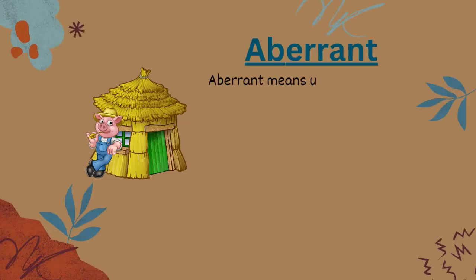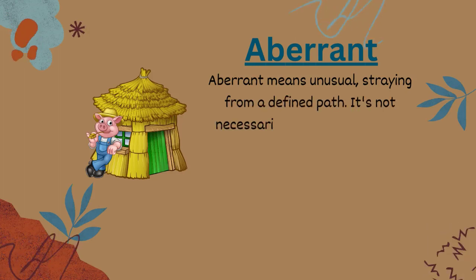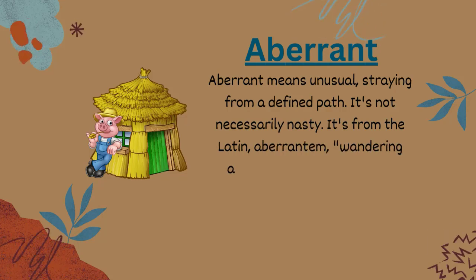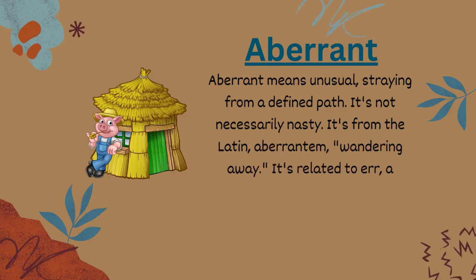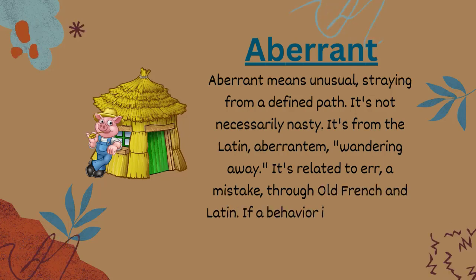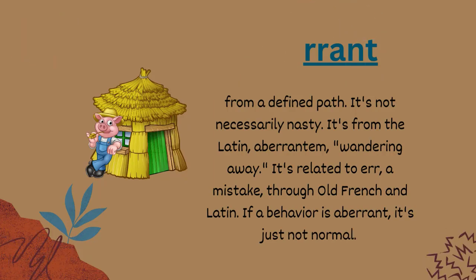Aberrant means unusual, straying from a defined path. It's not necessarily nasty. It's from the Latin aberrantum, wandering away. It's related to error, a mistake, through Old French and Latin. If a behavior is aberrant, it's just not normal.